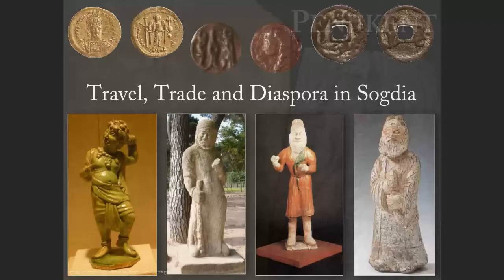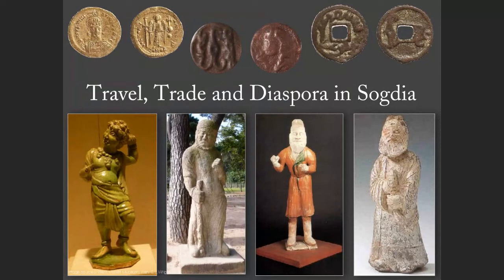So Sogdians are famous not just for building the thing that came before Samarkand, but, as I said, all of this Eurasian exchange system could be considered the economic system of Sogdia in a certain way. And so they're very famous historically for their trade and travel diaspora. So Sogdians went all over the Eurasian world doing different things, particularly to the east, right?